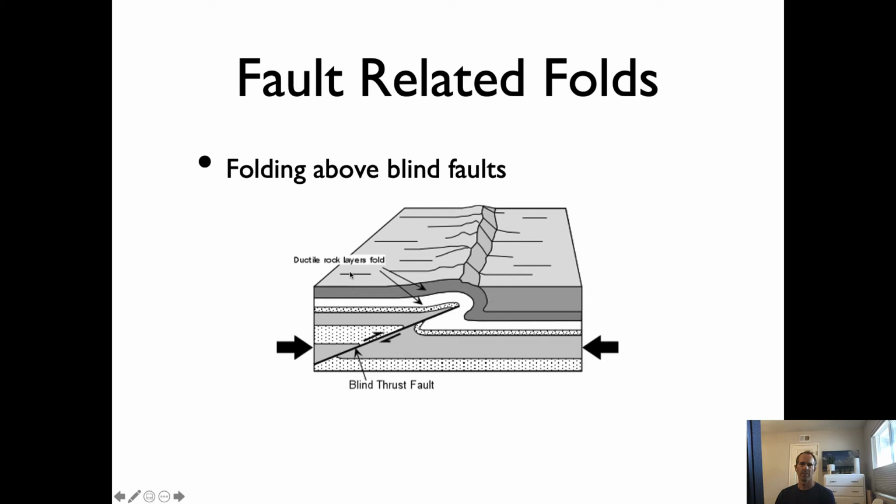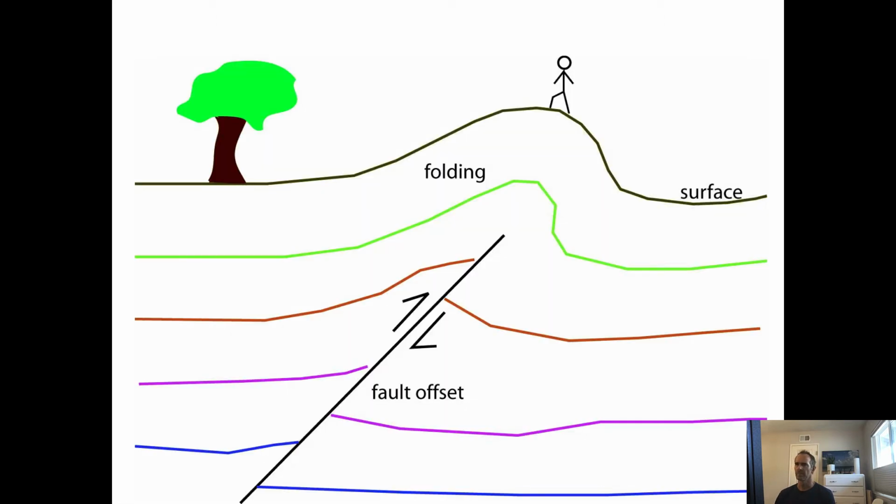And we call it blind because if you're standing on top of the surface trying to map active faults, you wouldn't even know that this is down here, because you don't see it intersecting the surface. However, it's very common for the layering to be folded above these blind faults. And so this gives us an indication that there are active faults down deeper.